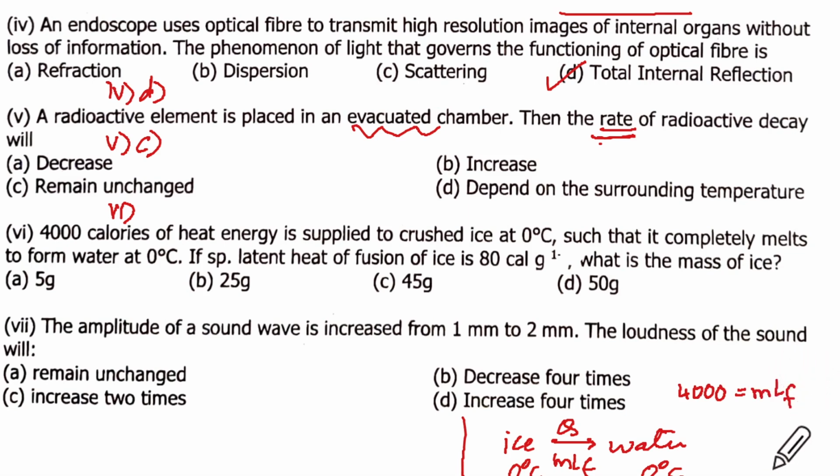m is the mass given. If the specific latent heat of fusion is 80, we have to find the mass. So m will be equal to 4000 upon 80. So that will give us 50 gram because it is calorie per gram. What is the mass of ice? D, 50 gram.